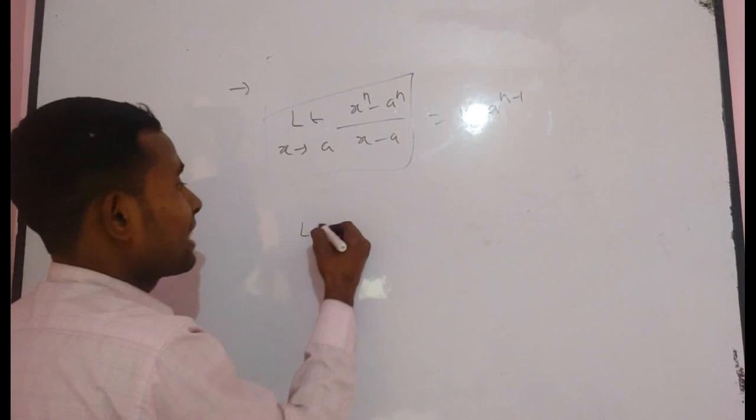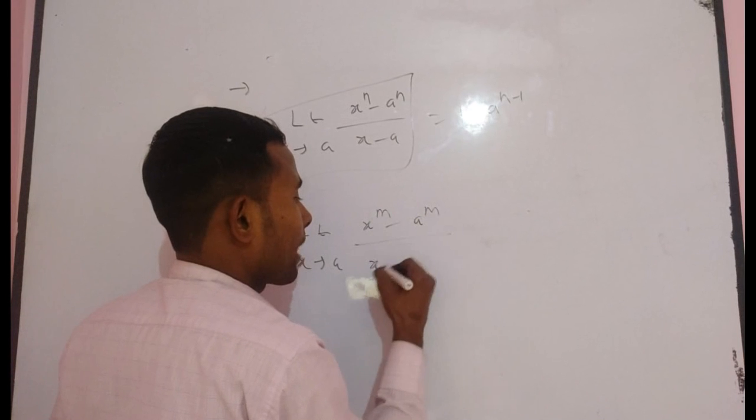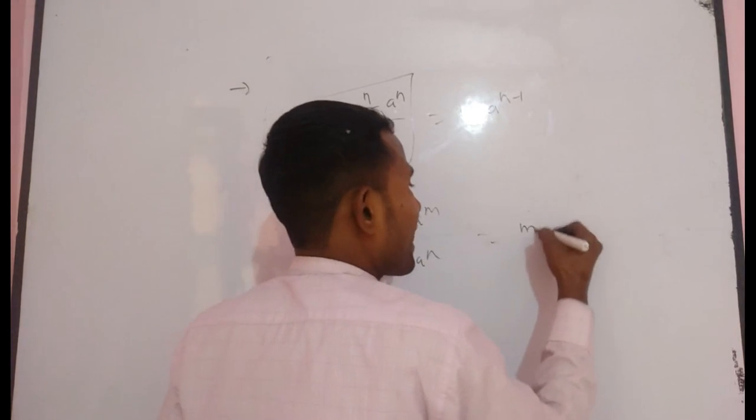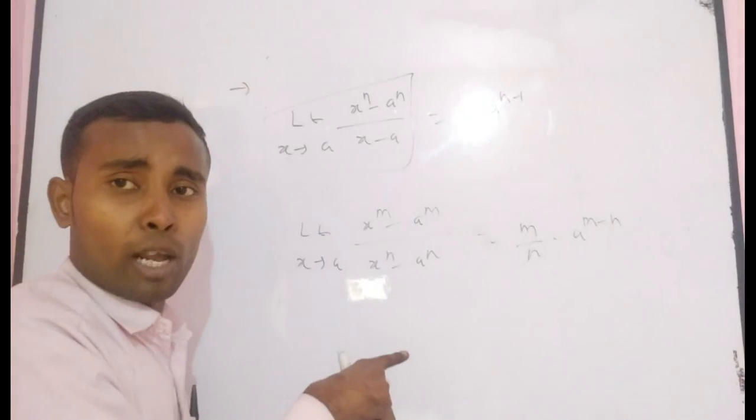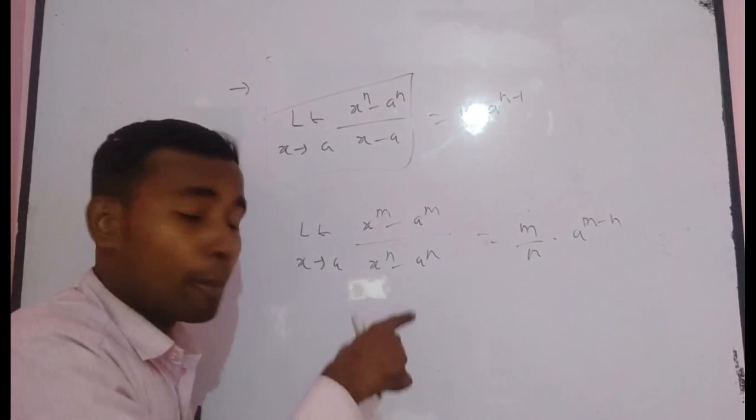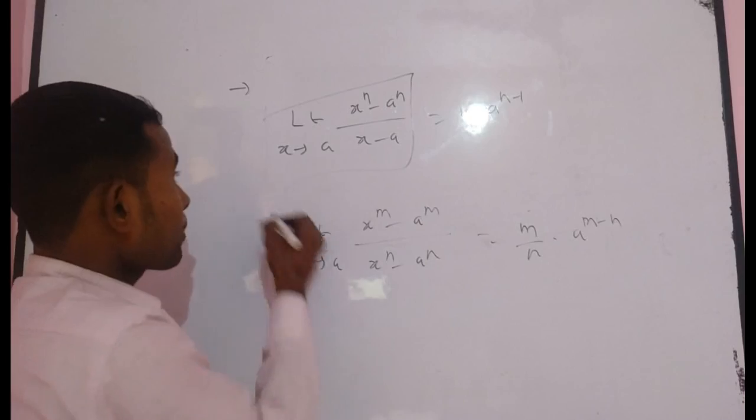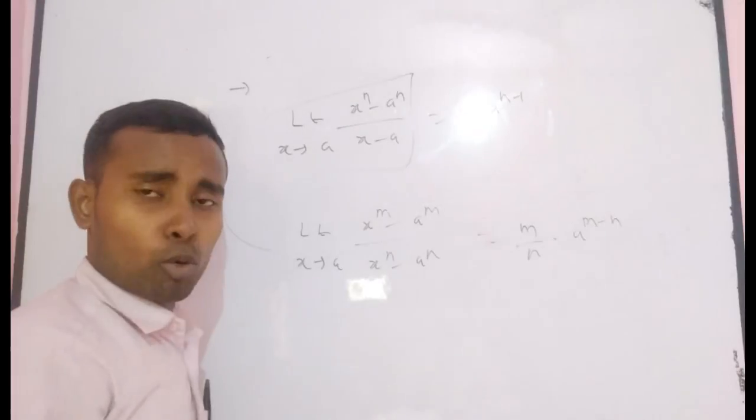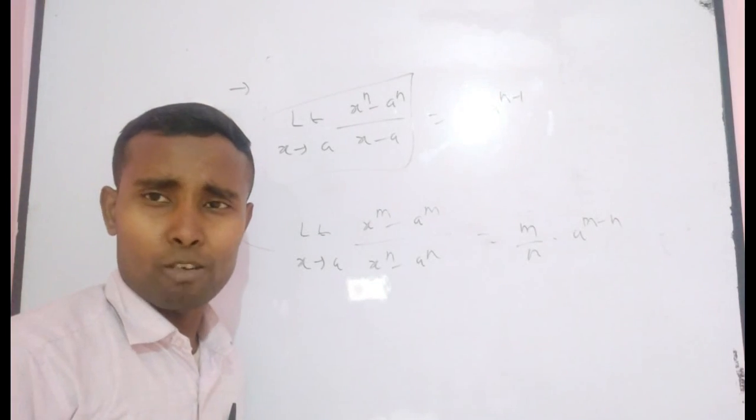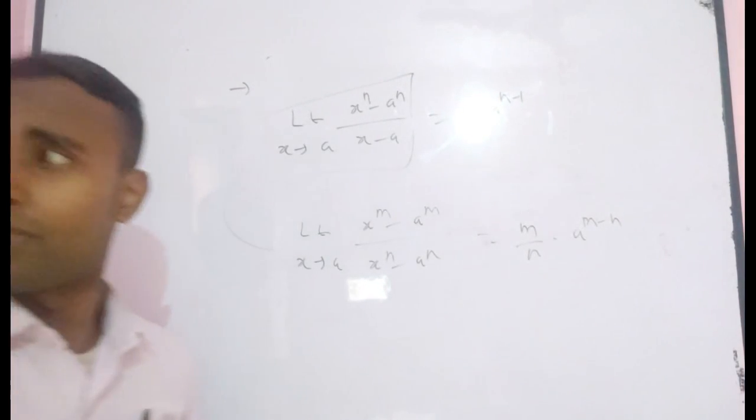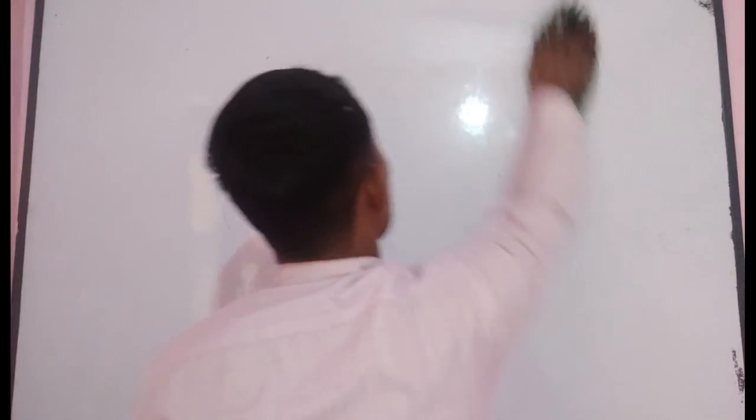Another formula is limit x tends to a, x to the power m minus a to the power m divided by x to the power n minus a to the power n, that will be m by n into a to the power m minus n. This is your second formula, and you have to remember both formulas. You have to see which form the given problem comes in, form 1 or form 2, and according to the obtained form you apply the formula and simply get your answer. Now it is a very easy formula, and it is less tough.